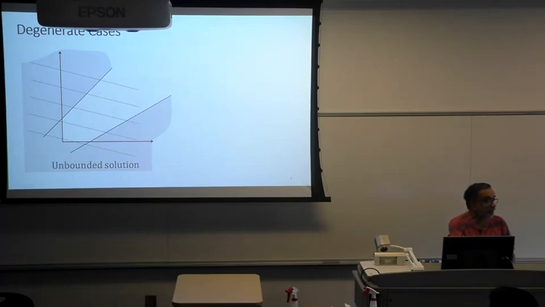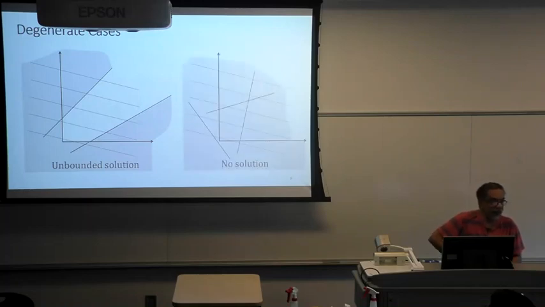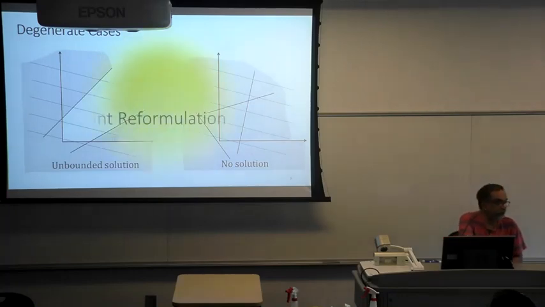So there are 2 kinds of degenerate cases. This is unbounded solution. So this is, you see, the feasible region is unbounded; it stretches to infinite. Okay, and so this is one case, a degenerate case. And this is another degenerate case. There is no x that can satisfy all the constraints. Okay, these are 2 degenerate cases of linear programming.